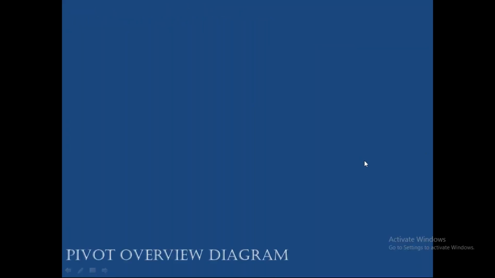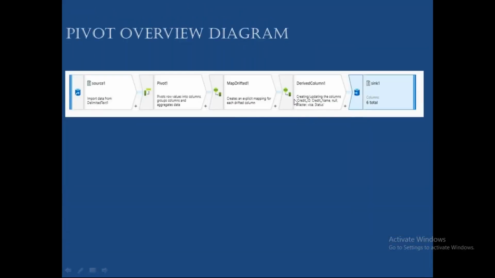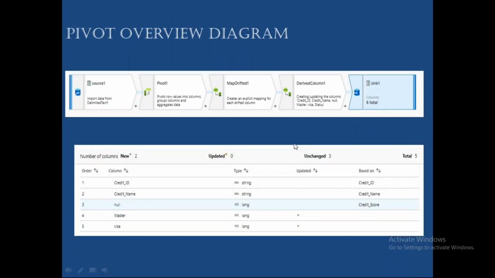Okay. Now I'm going to use this derived column to say who is eligible and who is not eligible. The final output, I can write into my storage. See, this is how things will look. So I'm going to apply a group by on credit ID, credit name, and I'm going to add the credit score as data. And I will add the two columns, master and visa. For the master and visa columns, I will add the credit score as data.